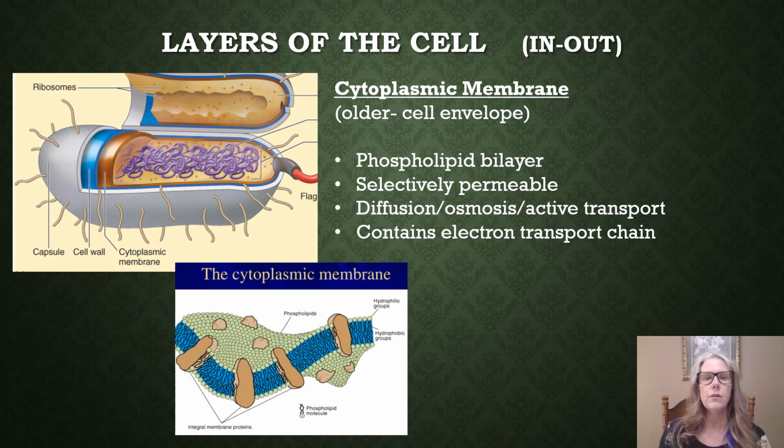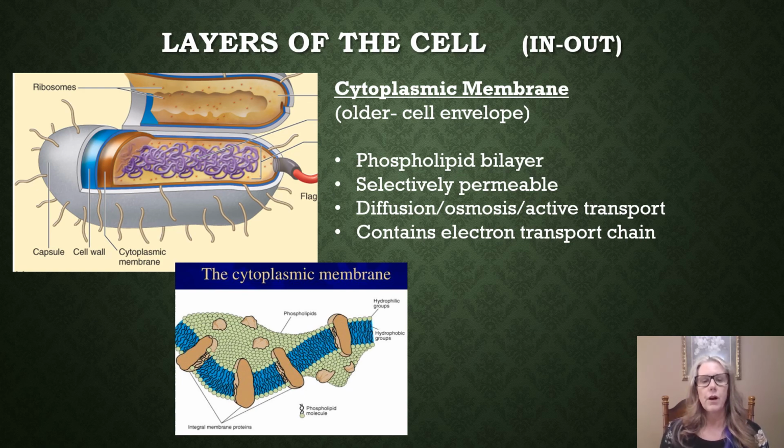Now, how do these molecules get in and out? They get in and out via diffusion, okay? Remember, diffusion is a passive process. Osmosis, do we remember what osmosis is? Yeah, the movement of water, okay? That's also a passive process. And then we have active transport. So active transport can go on through the cytoplasmic membrane.